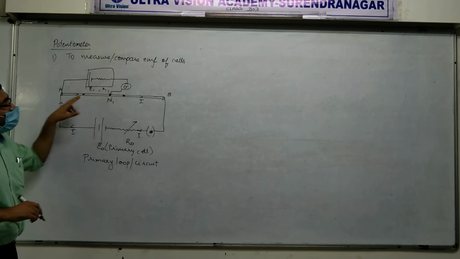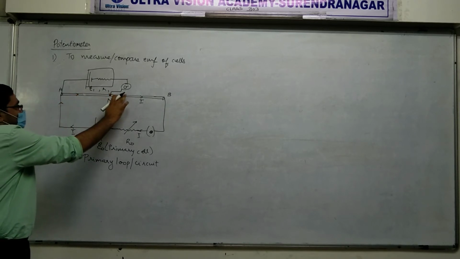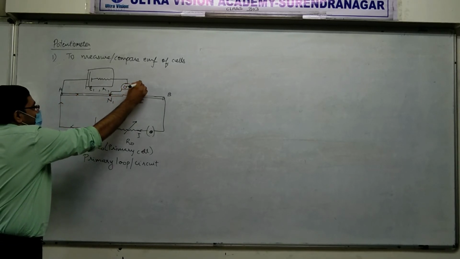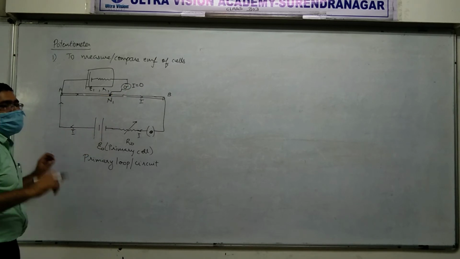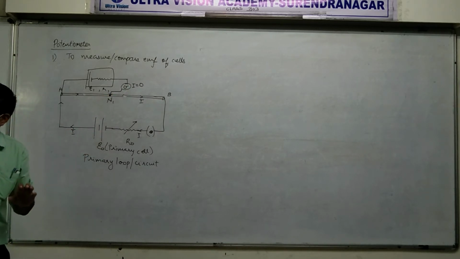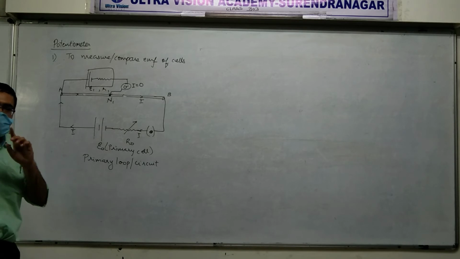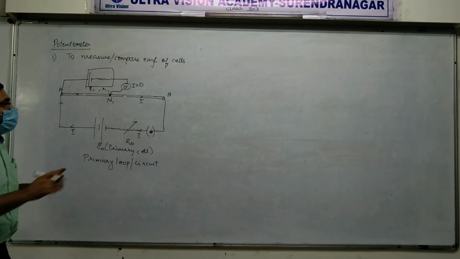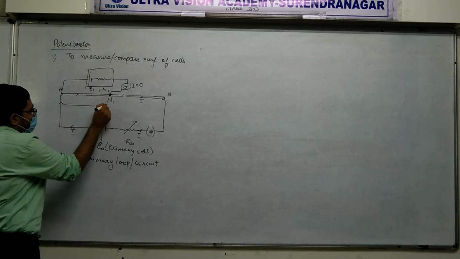And then we slide it until we find some point where this galvanometer shows zero current. So this point is called null point. Same idea as meter bridge. Use the same method. Is that clear? And let's say this length from A to N1 is L.